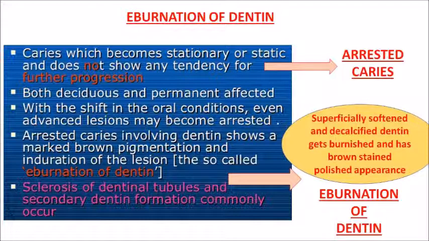Sclerosis of the dentinal tubules and secondary dentin formation commonly occur there. Superficially softened and decalcified dentin will be seen, which gets burnished and has a brown stained, polished appearance in this hibernation of the dentin. So the point to be noted is that superficially softened and decalcified dentin gets burnished and brown stained, with a polished appearance, which is known as hibernation of the dentin.